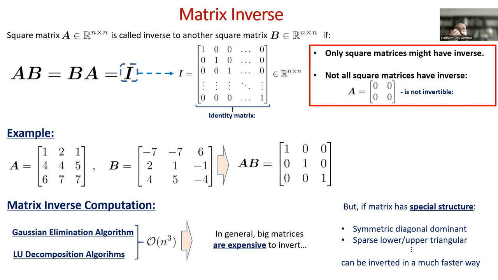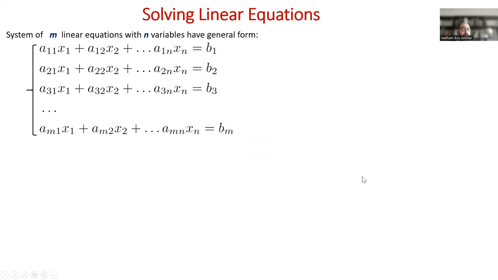What does an inverse mean? An inverse has to be defined for a square matrix, right? And that inverse means that we are looking for a matrix that, if I multiply in any order with the matrix I'm interested in, I will get the identity matrix. So if I do AB or BA, I need to get the identity matrix. So if I am looking for an inverse of a square matrix B, which I call A, that means that if I can multiply A in any order by B and get the identity, then I have an inverse for the matrix B. Only square matrices might have inverses, and not all square matrices have inverses.